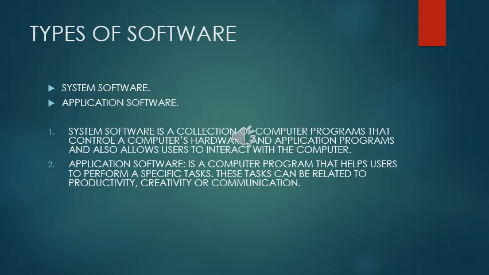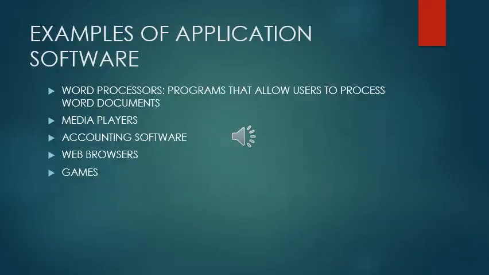These tasks can be related to productivity, creativity, or communication. In terms of communication, you will be able to install WhatsApp. It will help you to communicate with individuals. Creativity: if you install a design application, it will help you to make an invitation card. Then productivity is the process of the output result. If you use Microsoft Word to type a document or handout, the productivity is the outcome of what you have done.